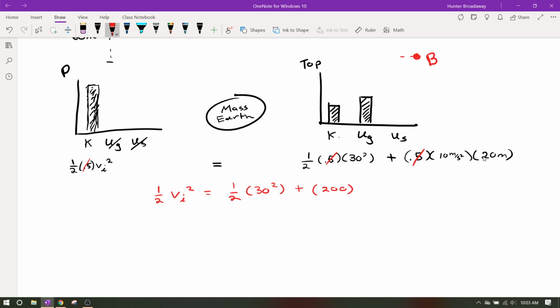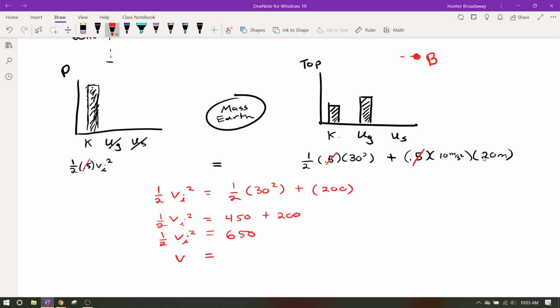Let's see, half of 30 squared. This is where I get really bad at arithmetic. Half of 30 squared is 450. Plus 200 makes 650. So that's 650 is equal to half of vi squared. So we're going to double both sides. 650 times 2 comes out to be, I think, 1300.